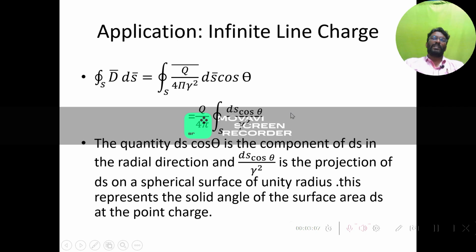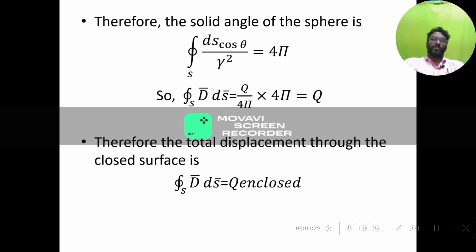Here in the numerator within the integration, the quantity dS cos theta is the component of dS in the radial direction, and dS cos theta by r square is the projection of dS on a spherical surface of unit radius, which represents the solid angle of the surface area dS at the point charge. So the solid angle of the sphere, the surface integral of dS cos theta by r square, is equal to 4 pi.